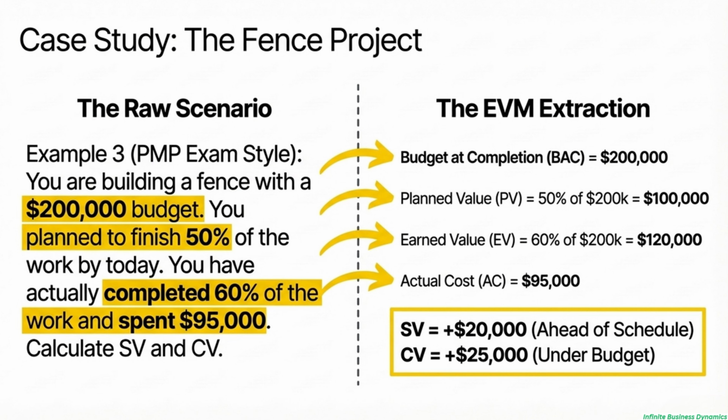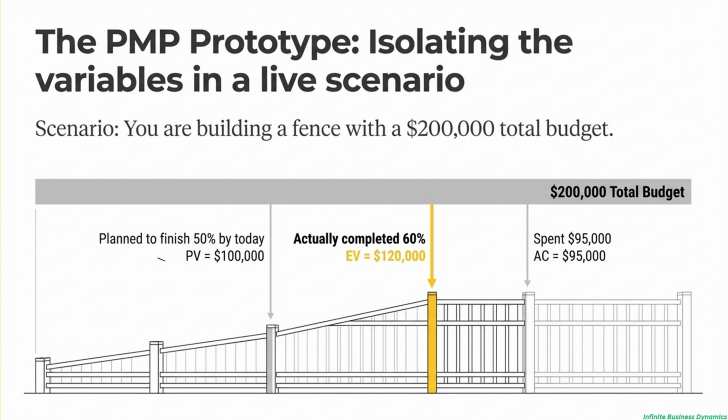Now let's tackle a classic PMP-style word problem. You see these all the time. Your project is to build a fence. The total budget is $200,000. According to the plan, you should be 50% done today. But you're actually 60% complete and you've spent $95,000 so far. So what's our status? First step, don't panic.